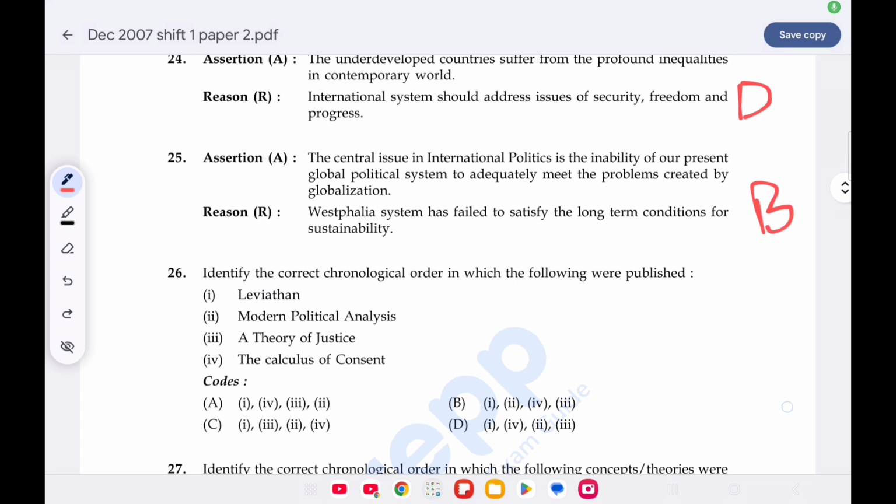Question number 26. Identify the correct chronological order in which the following books were published. Option D is correct. First, Leviathan in 1651. Then the Calculus of Consent in 1962. Then Modern Political Analysis in 1963. Then the Theory of Justice in 1971.